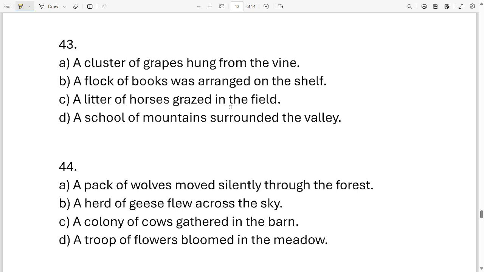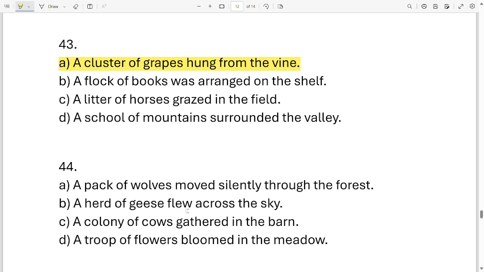Which one it is? And the correct option is option A. A cluster of grapes hung from the vine. Okay, next question. A pack of wolves moved silently through the forest.